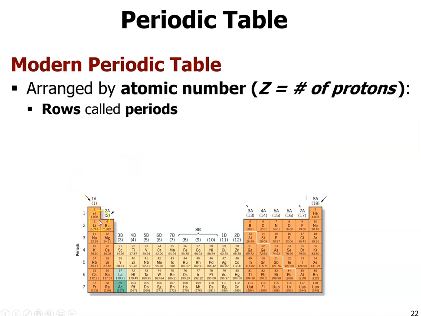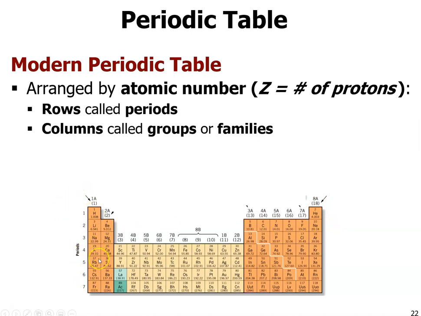The different rows are called periods. So you have period 1, period 2, period 3, 4, 5, 6, and 7. So the rows go left to right. Those are called periods. And then the columns up and down, those are called groups or families.